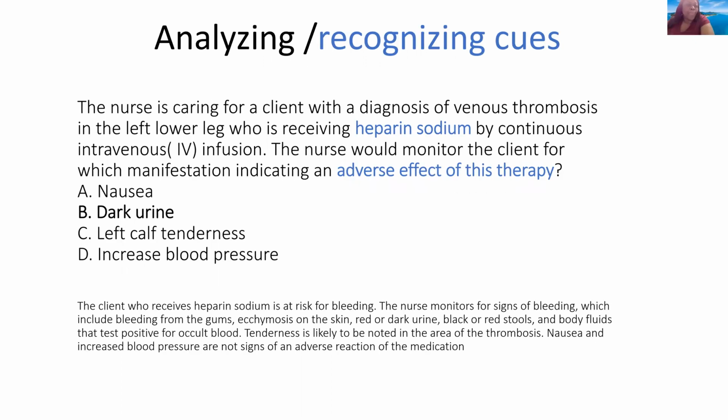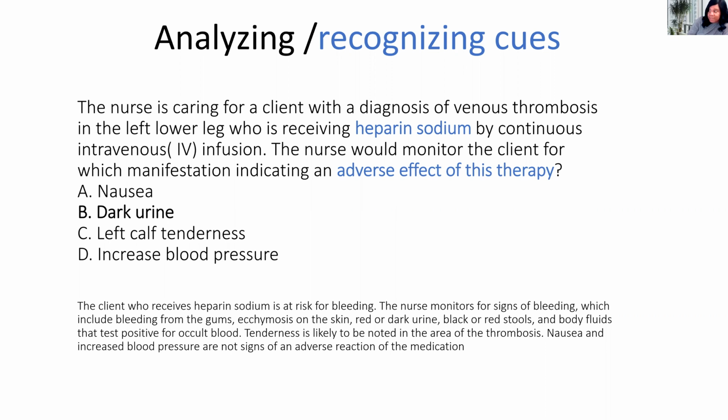So what you see is I put it in blue. Again, what I find with a lot of you when you're taking an exam and looking at the question is that you have tunnel vision. I could see many of you looking at this question saying, oh, they have DVT, left calf tenderness, but then you didn't ask, what was the question actually asking you? The client who receives heparin is at risk for bleeding.